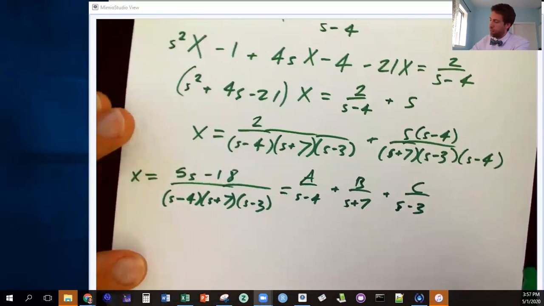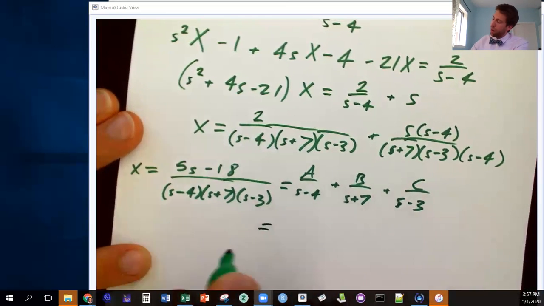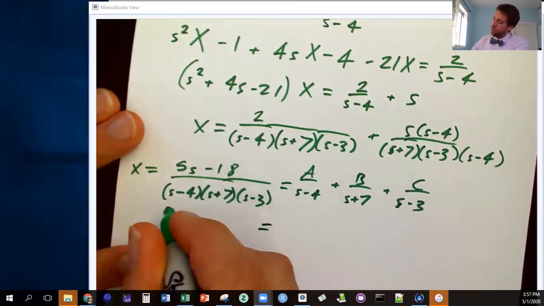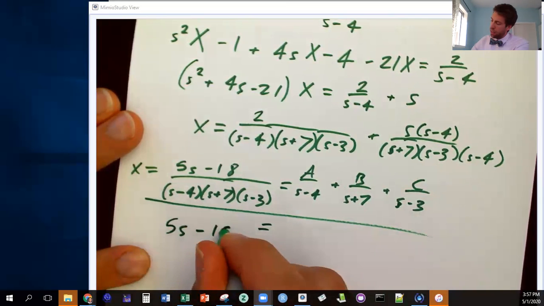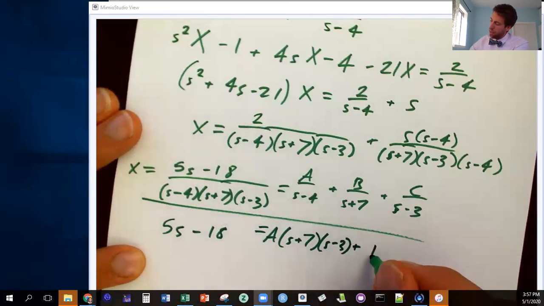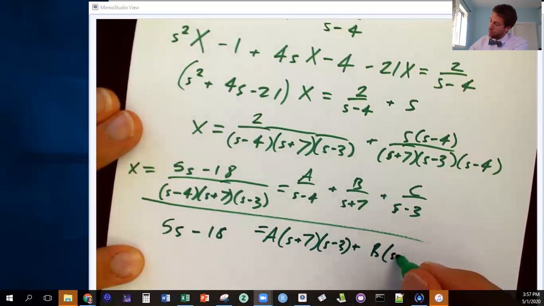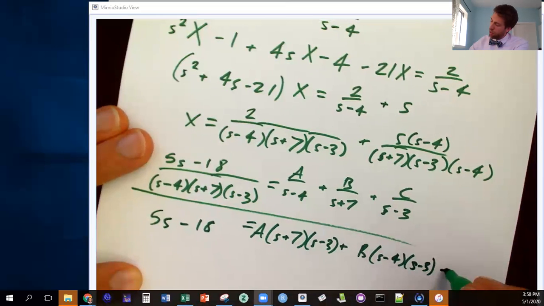So the algebra just keeps coming. All right, so forget about that for now. Just try to solve for A, B, and C. So 5s minus 18 equals A times s plus 7 times s minus 3, plus B times s minus 4, s minus 3, plus C times s minus 4, s plus 7.